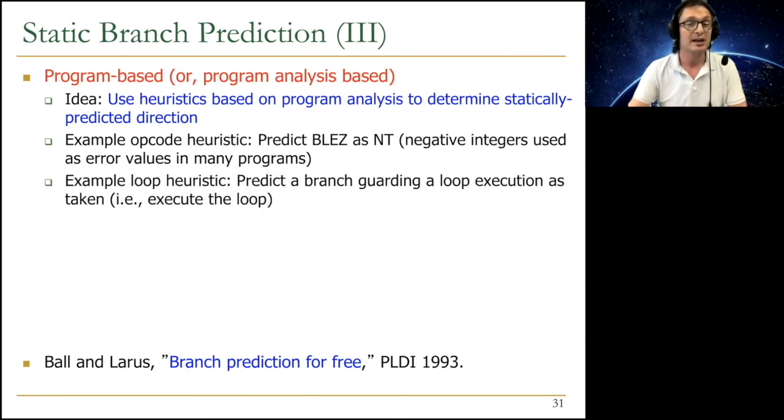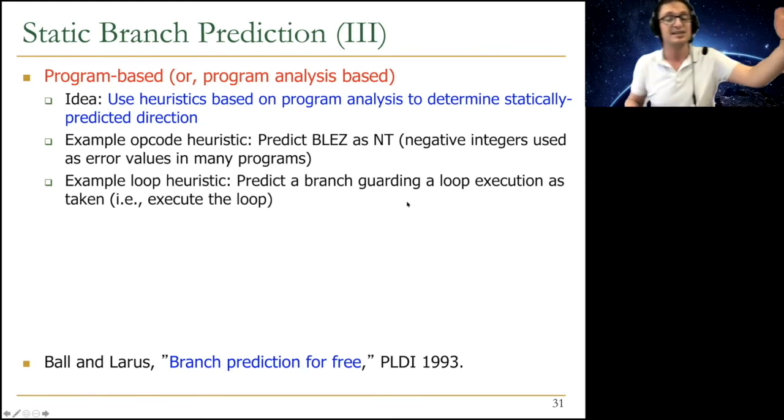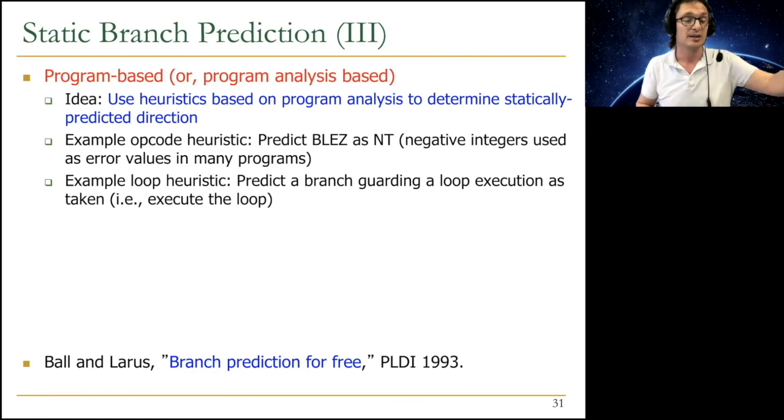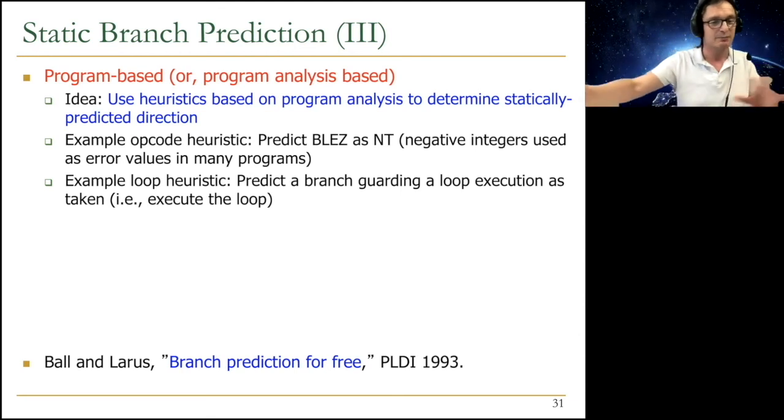Another heuristic: predict a branch guarding a loop execution as taken. Basically, usually if there's a branch that's guarding the loop execution, if the condition is true, execute the loop. Otherwise, don't execute the loop. Then predict the branch such that you will execute the loop, meaning taken. This is because those guard branches are usually protecting against some error values, for example, or boundary conditions, which don't happen as often. Again, these are heuristics, as you can see.